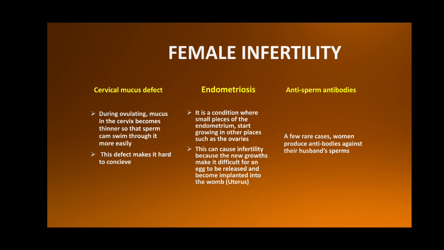The last type is anti-sperm antibodies. This is a rare form of infertility, but the women who are having this problem produce antibodies against their husband's sperms.